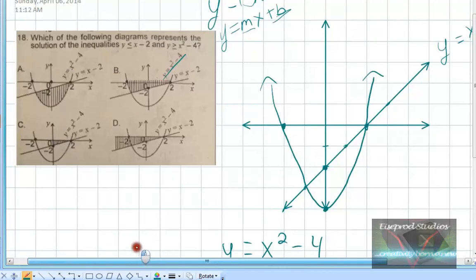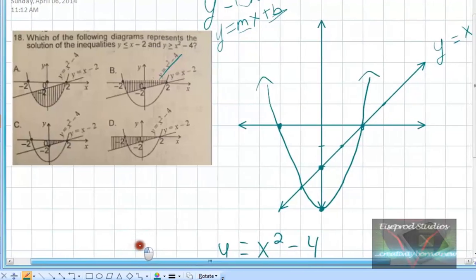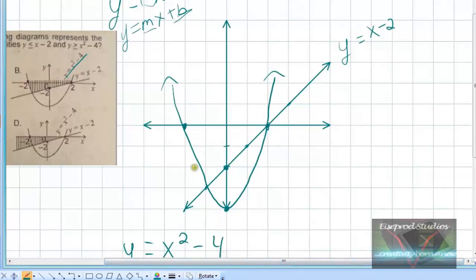So it says y is less than or equal to x minus 2. So here is the line y is equal to x minus 2. So what happens when we only look at values underneath this, right? So less than this line would be down here. It would be all of this. Everything below the line would satisfy less than or equal to x minus 2.